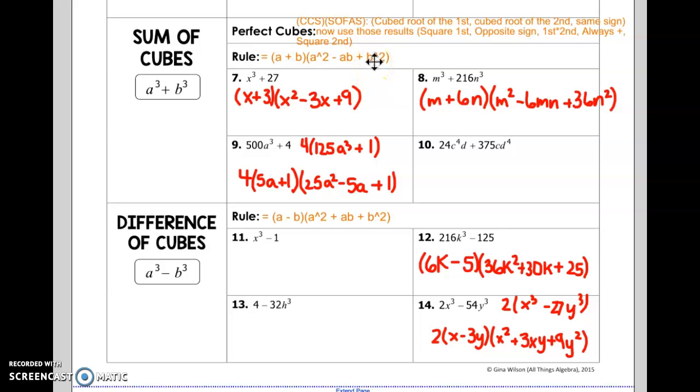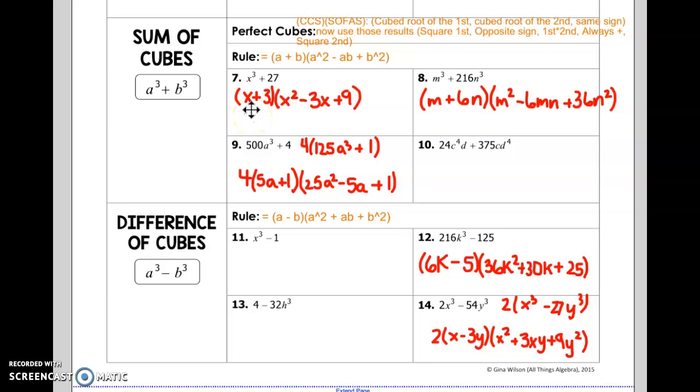So I'd like to talk you through a lot of these sum of cube problems. And then we'll talk through the formula for difference of cubes and a couple of those as well. So here we start out, CCS, cubed root of x cubed is x. Cubed root of 27 is 3. Same sign, add. Now that we have the CCS done, we're going to take a look at what we just got in those parentheses, and we're going to use the SOFAs.